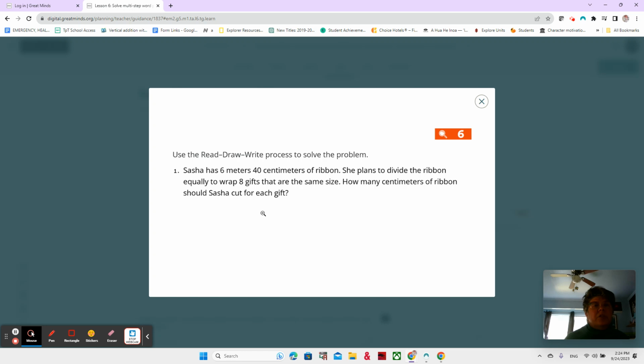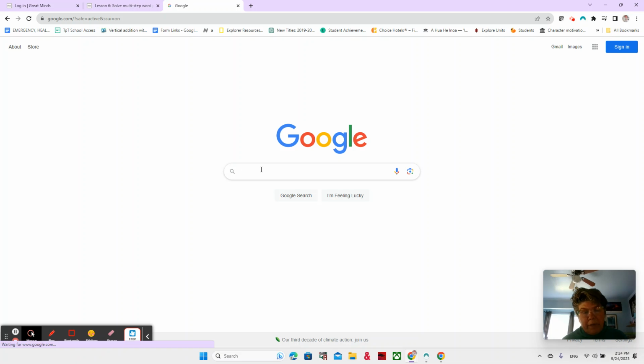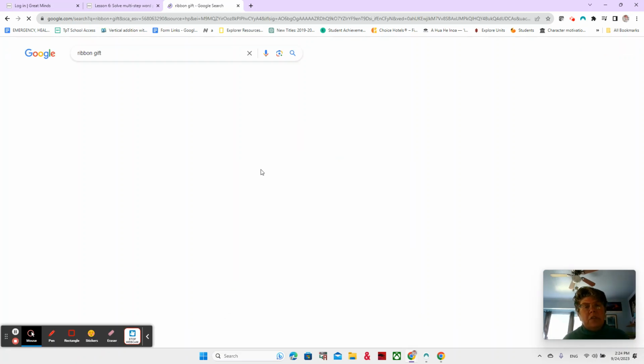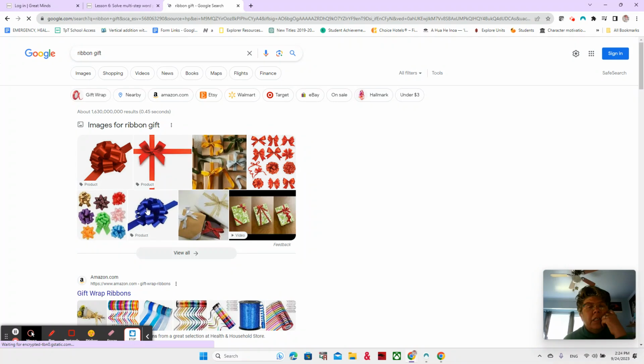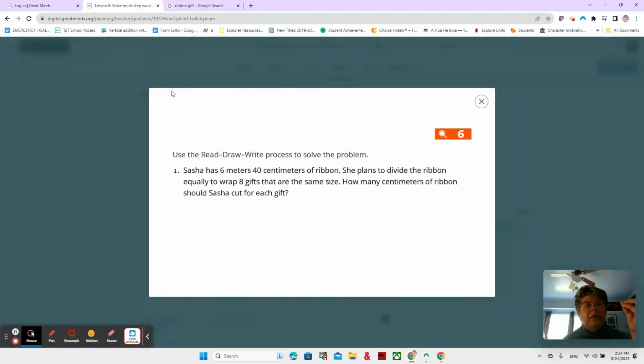Okay, so let's make sure that we know what we're talking about here. We are talking about ribbon on a gift. So let's just Google an image here, and here's a great picture, something like this. So we're putting ribbon on a gift, and we have a certain amount of ribbon. We have 6 meters, 40 centimeters, and we're going to wrap 8 gifts of the same size. And the question is, how many centimeters of ribbon should we cut?